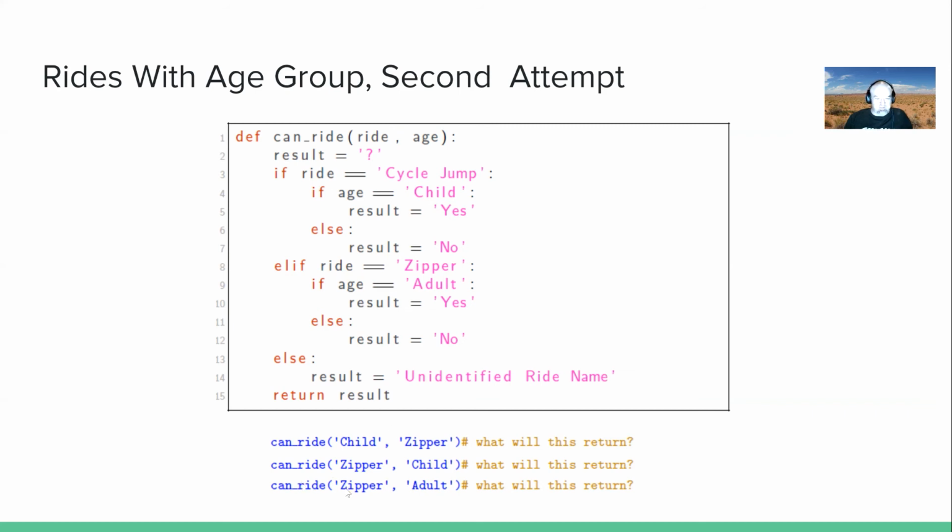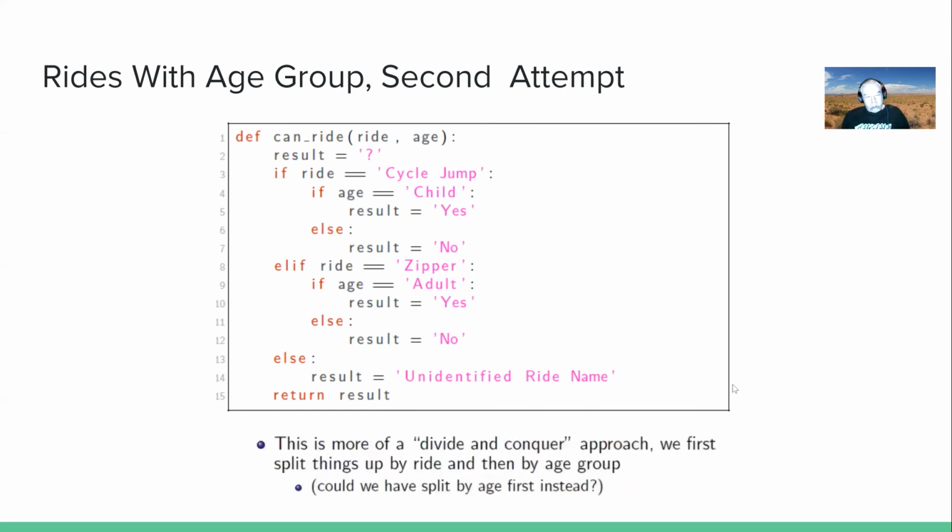And last example is zipper and adult. Is ride equal to cycle jump? No. Is ride equal to zipper? Yes. Is age equal to adult? Yes. Result gets assigned yes, and then it'll return yes, right?